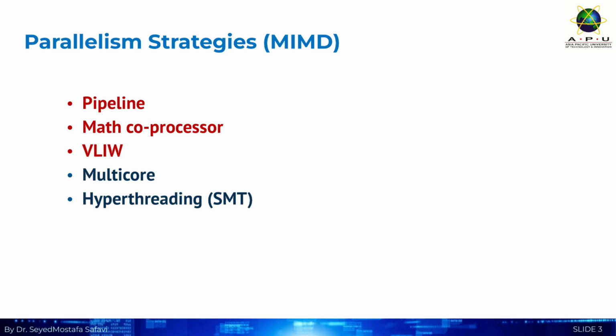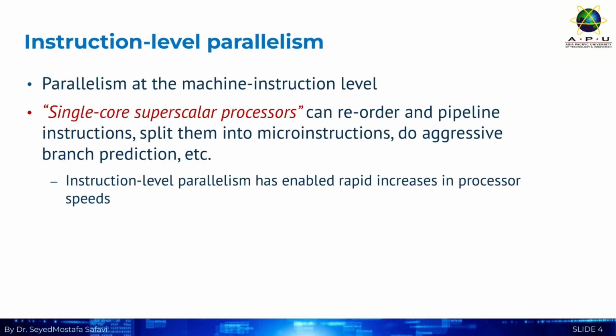Let's zoom in a level, all the way to the machine code. This is where the real magic happens, at the instruction level. Think of a single-core processor like a very smart factory worker. This worker isn't just executing one task after another. They're incredibly organized. They can reorder tasks, pipeline them, and even predict what the boss, the program, will ask for next. That's aggressive branch prediction. This is what a single-core superscalar processor does. This level of parallelism is the secret sauce that has allowed chip speeds to increase dramatically over the decades. It's about optimizing every single tiny instruction to shave off milliseconds.